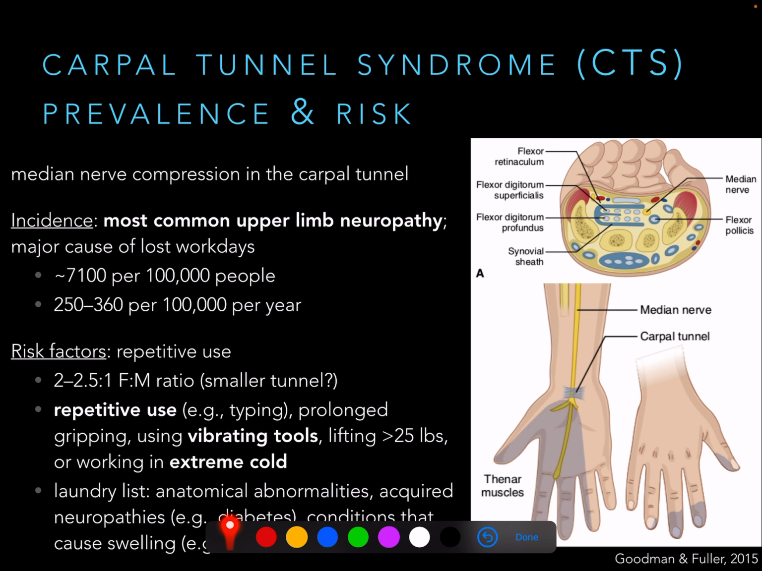Carpal tunnel syndrome is the most common upper limb neuropathy, in case that wasn't obvious by the bold text there. And it's a major cause of lost work days. So this is fairly common compared to those others. I haven't hammered on the incidence, but go back, have a look. You'll see those numbers are much higher than what we've covered in the others.